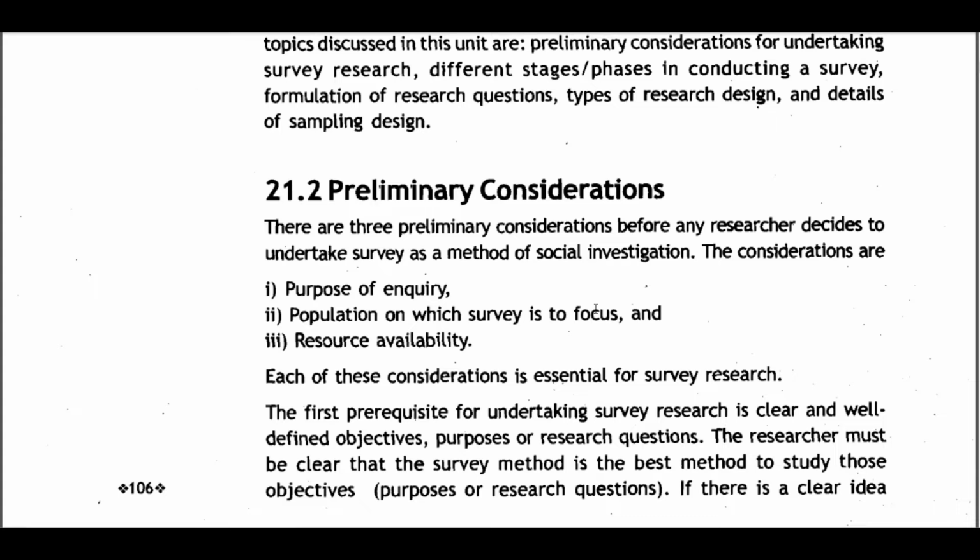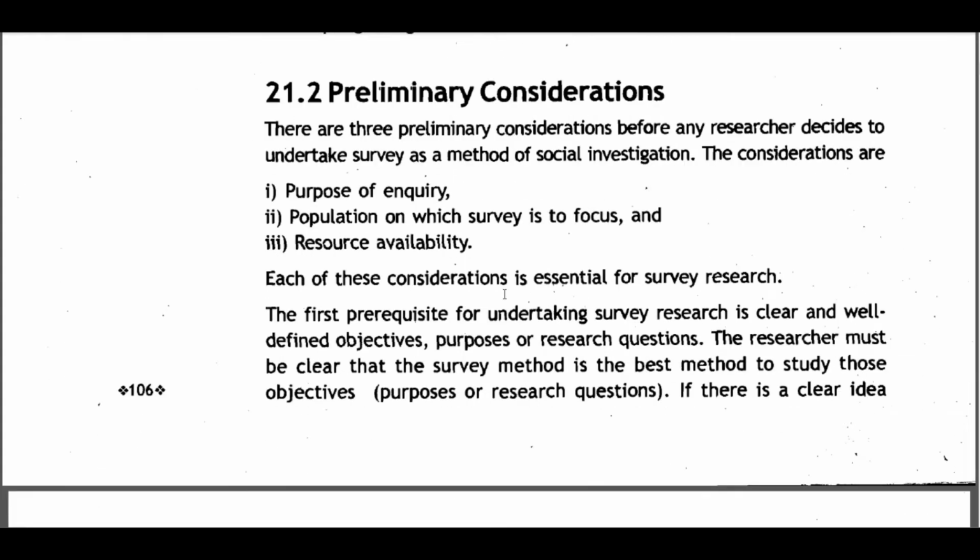2.2 Preliminary considerations. What is the basic consideration? The initial consideration that we have to take. There are three preliminary considerations before any researcher decides to undertake survey as a method of social investigation. The considerations are: 1. Purpose of inquiry, 2. Population on which the survey is to be focused, and 3. Resource availability. Each of these considerations is essential for survey research.